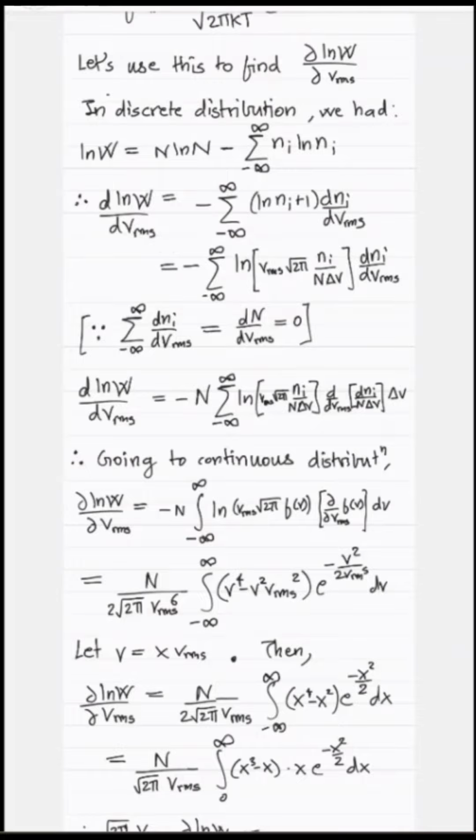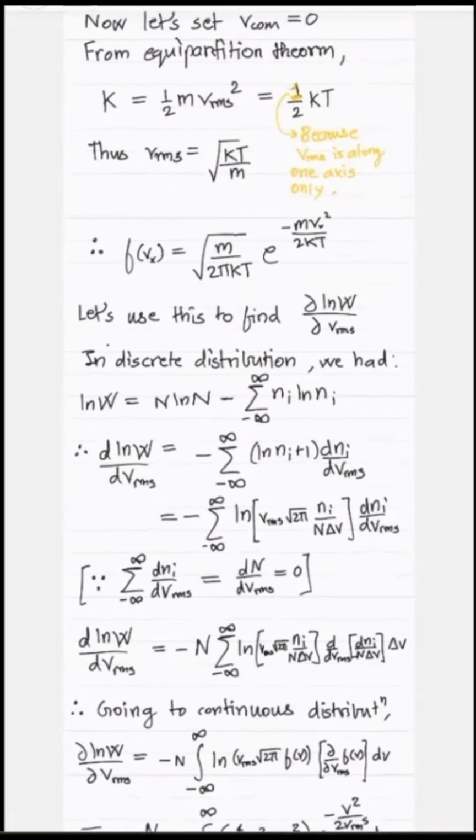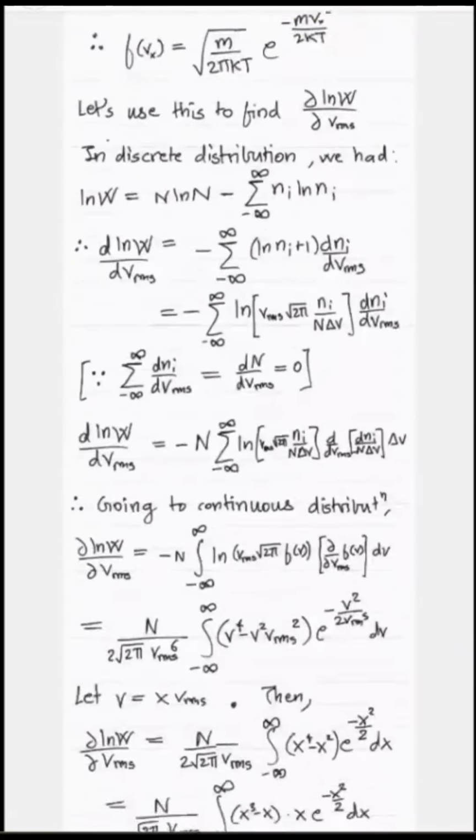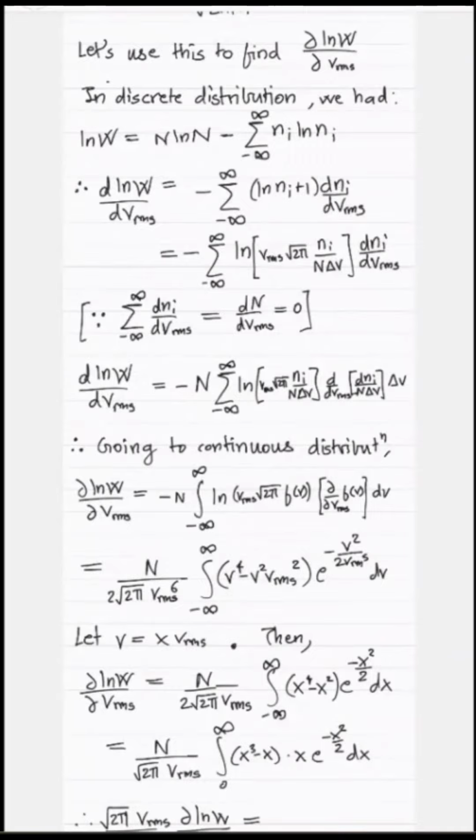Just get negative summation of natural log of ni plus 1 times dni upon d vrms, which is just negative summation of natural log of vrms times square root of 2 pi times ni upon capital N times delta v times dni upon d vrms. So first of all, why is this square root of 2 pi over there? What exactly happened? Well, I just used the thing that we got from this thing, from the continuous distribution. I just extended that to our discrete distribution as well, right?